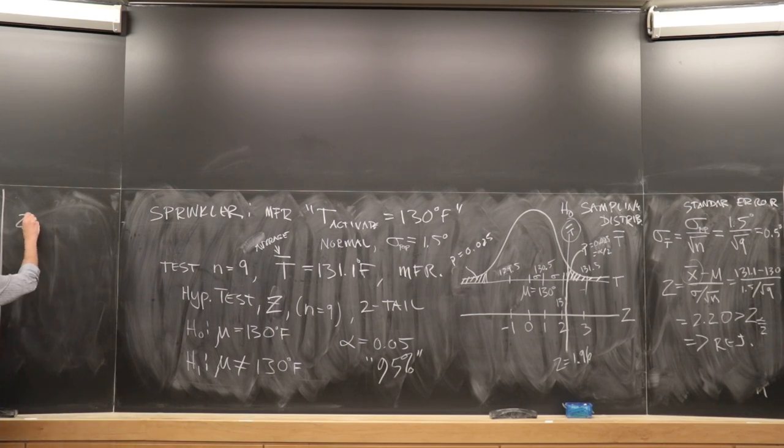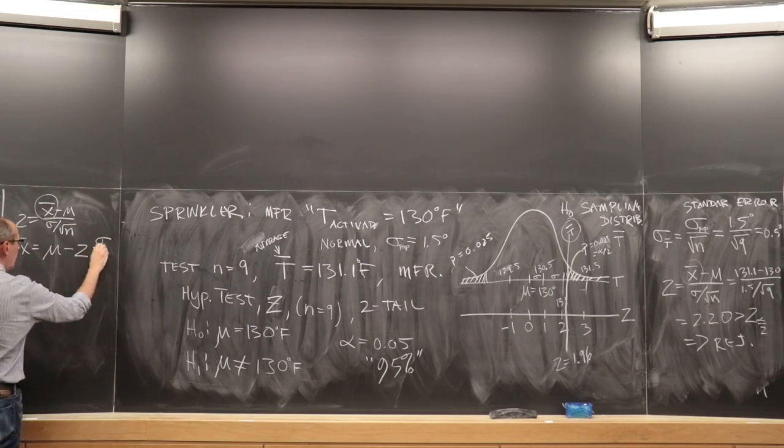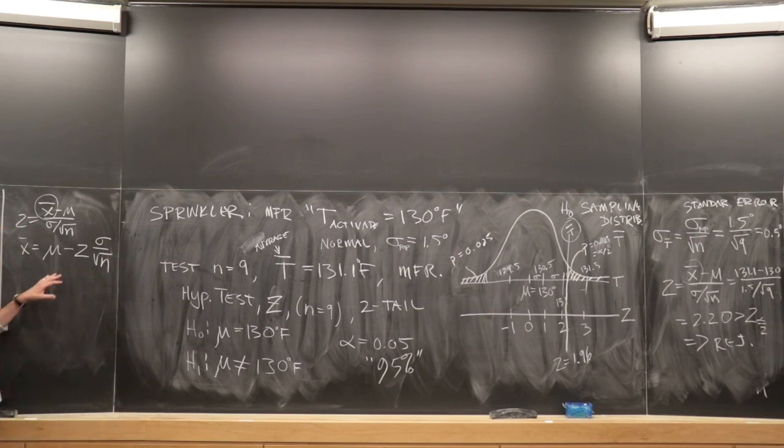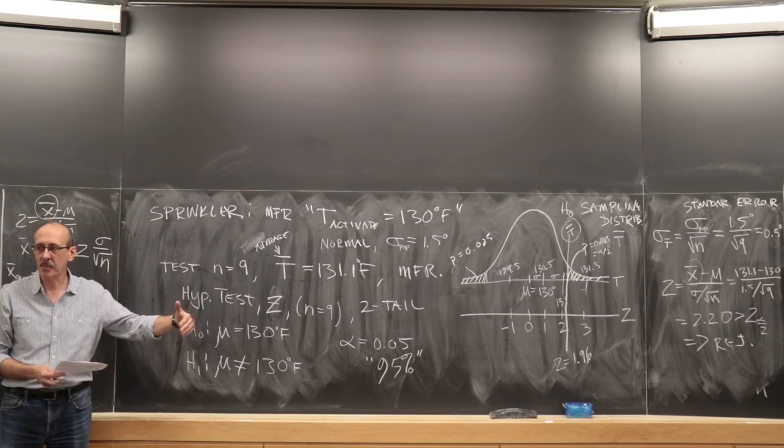Okay, so I have z equals x bar minus mu over sigma over the square root of n. Now let me solve for my x bar, and that's just equal to mu minus z sigma over the square root of n. And this, of course, looks a lot like our confidence interval formula, which it does resemble. And this then tells us the critical value, beyond which we'll have that low probability.